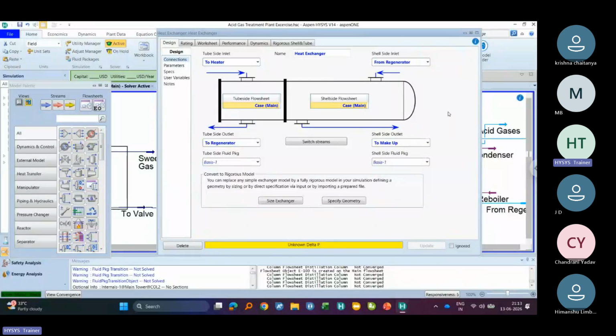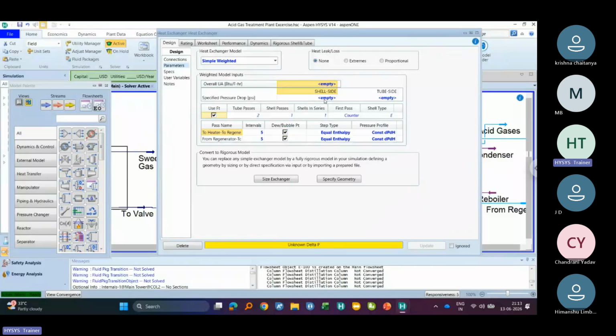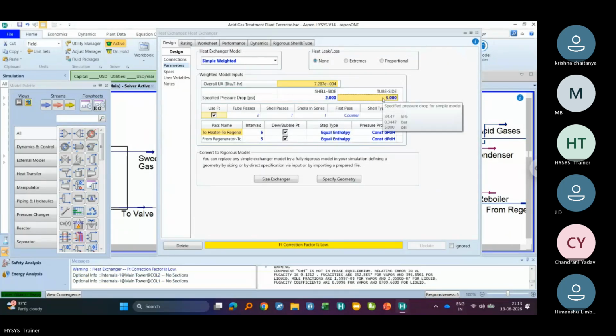Now the heat exchanger model that we are going to use is the simple model. We will go to this parameters tab. We'll select the heat exchanger model as simple steady state rating model. The specified pressure drop at the shell side is 2 psi, so we will just mention that. And tube side is 5 psi.